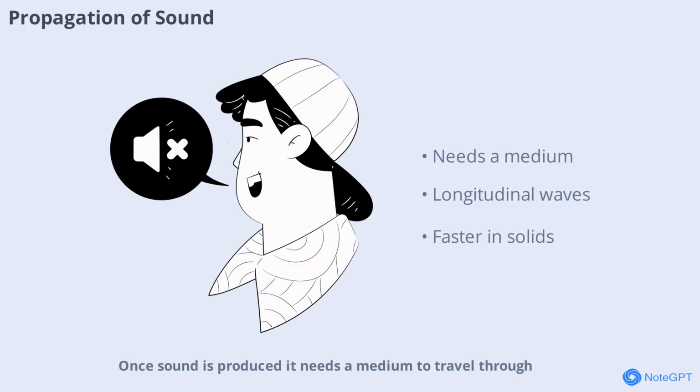Once sound is produced, it needs a medium to travel through. This medium can be solid, liquid, or gas. In air, sound travels as a longitudinal wave, where particles move back and forth in the direction of the wave. In solids and liquids, sound can travel even faster because particles are closer together. Understanding how sound propagates helps explain why we hear echoes in empty rooms or why sound is muffled underwater. Let's explore how sound moves from one place to another.